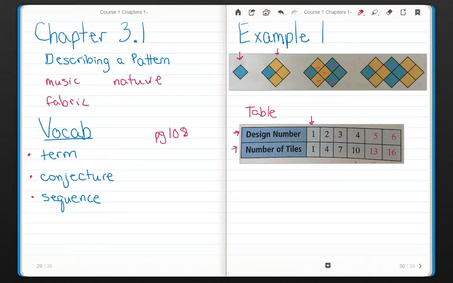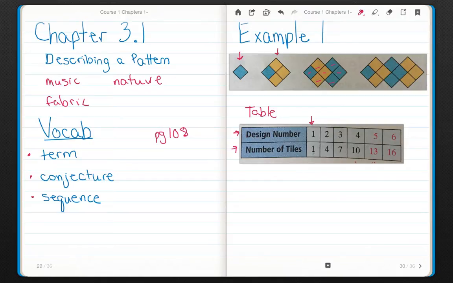So we're starting to see a pattern here. My design number is counting by ones. 1, 2, 3, 4, 5, 6. We don't have 5 and 6. We're going to have to make a conjecture about how many tiles will be in designs 5 and 6.